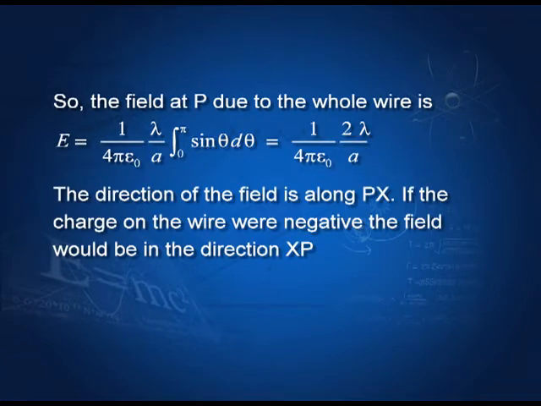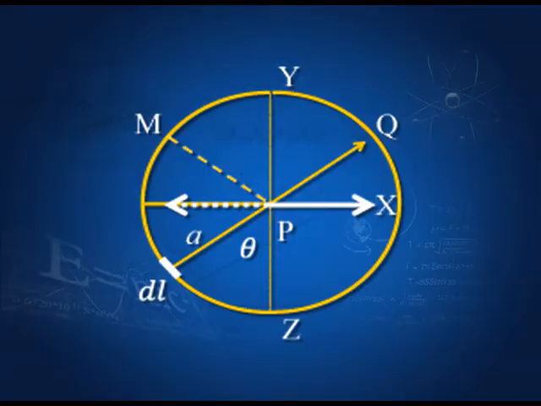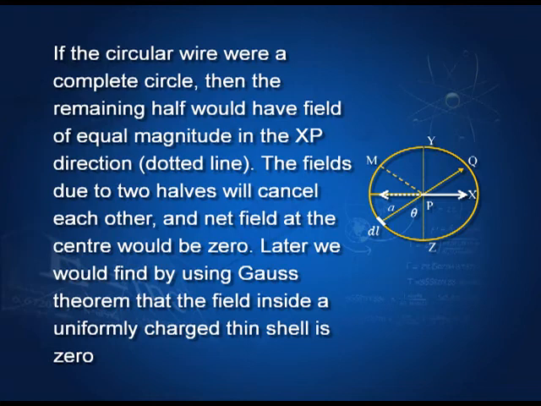The direction of the field is along P x if this charge is positive. If this charge is negative, the direction would be the opposite. If I complete the circular wire, what will happen? Due to this half, the field would be in this direction. Due to this half, the field would be in this direction, and the two will cancel. So, at the center of a circular wire, we do not expect any field. We shall verify this by using Gauss theorem later on.